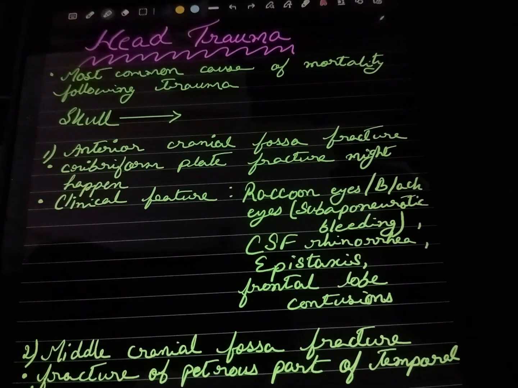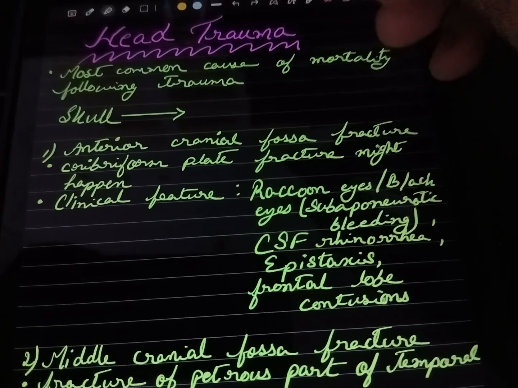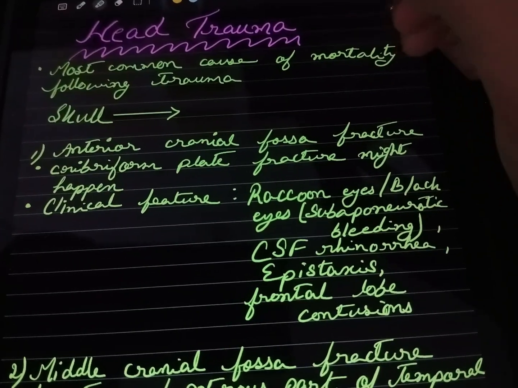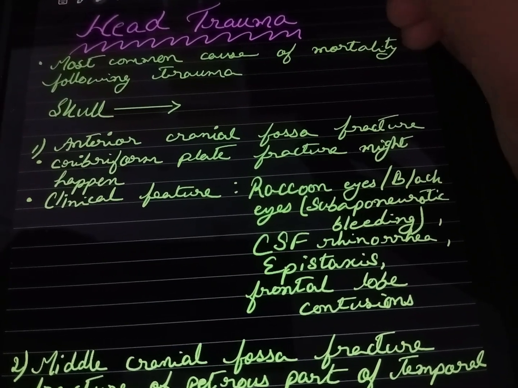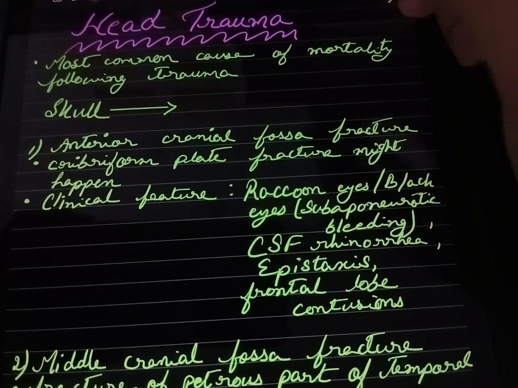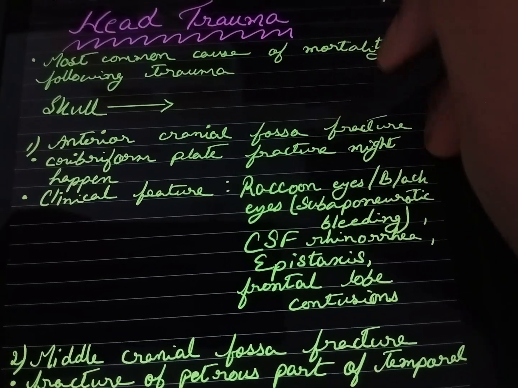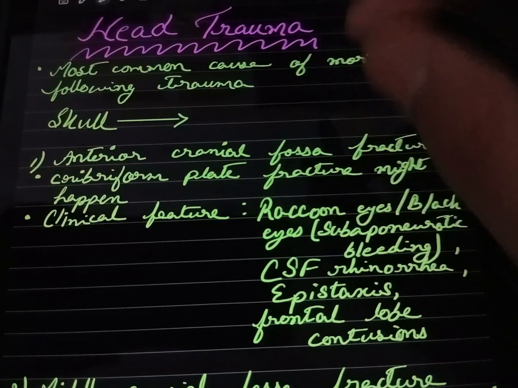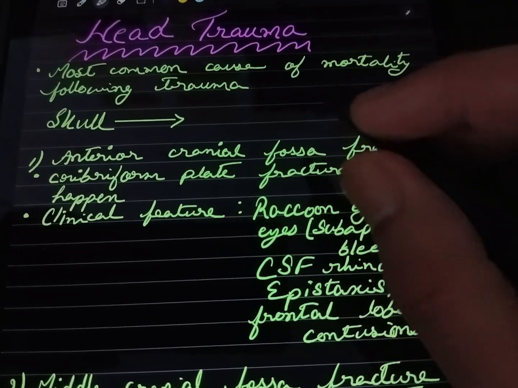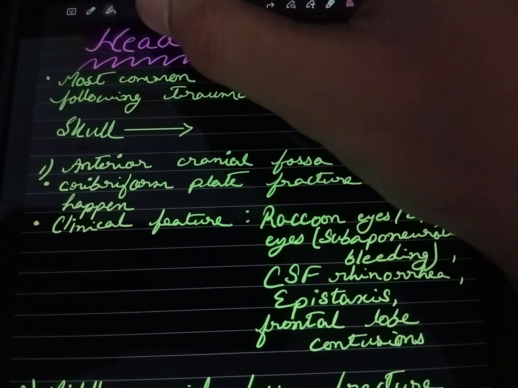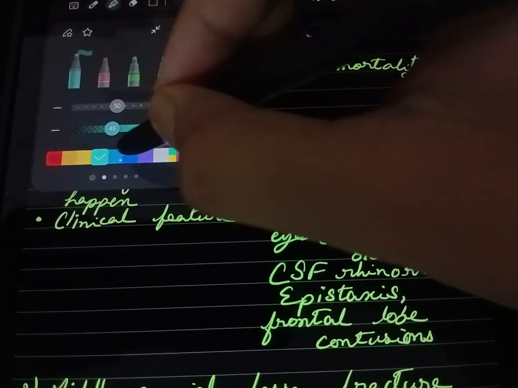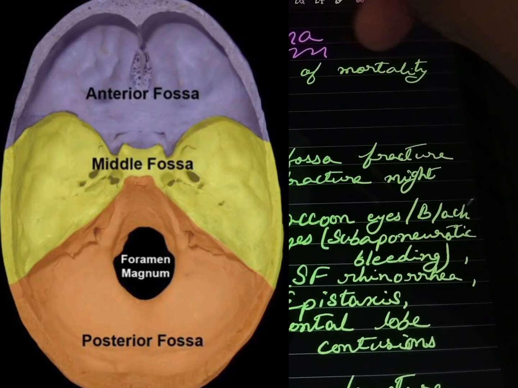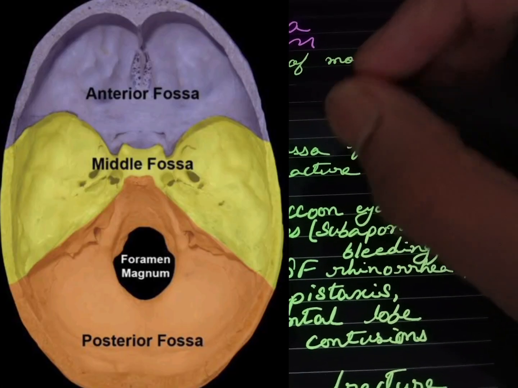So today we will discuss a complex topic, that is head trauma. I will try to cover it in a simple way. It is the most common cause of mortality following trauma. In head trauma, we will discuss mainly three fractures. First one is anterior cranial fossa fracture, next is middle cranial fossa fracture, and third one is posterior cranial fossa fracture.